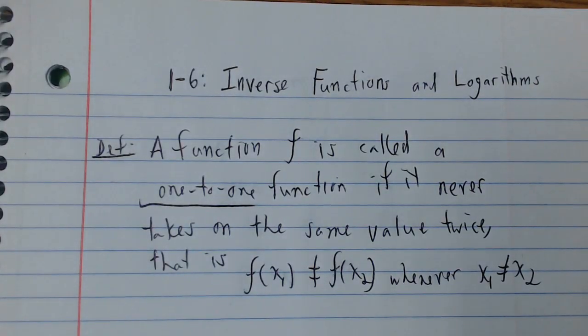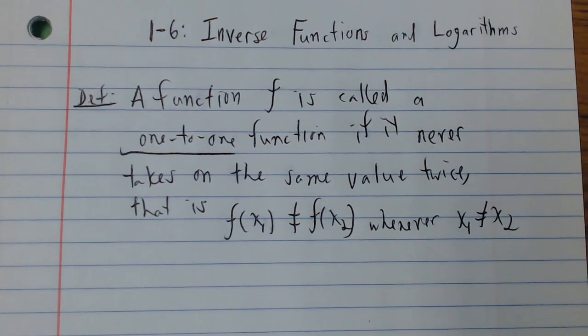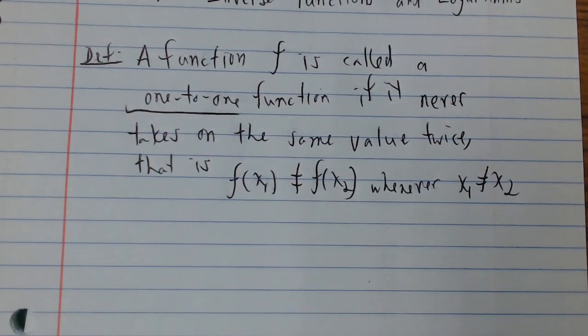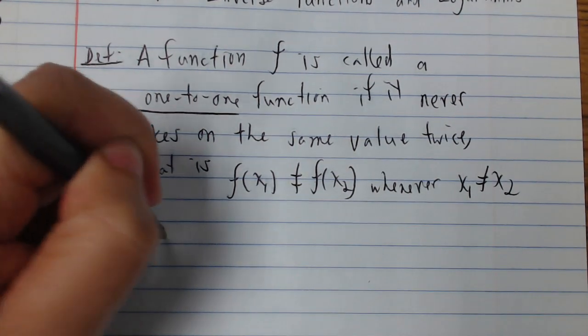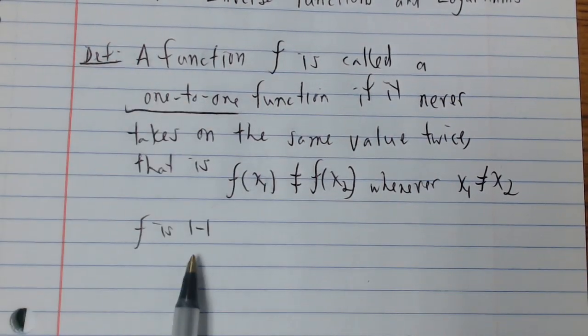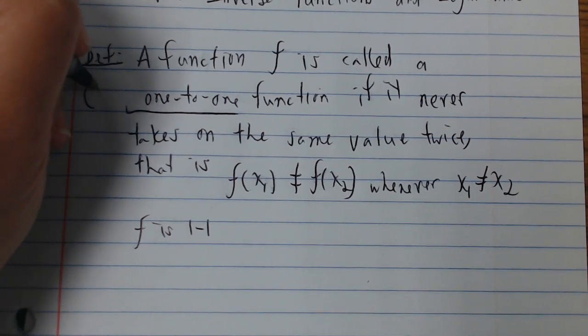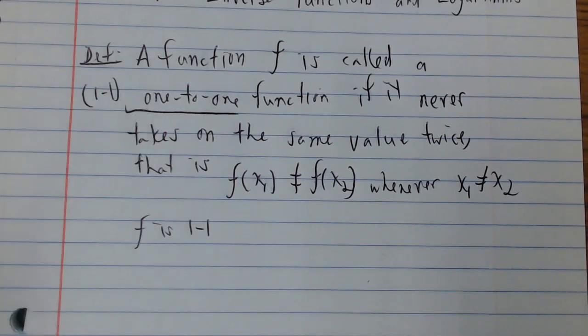In other words, if you have a one-to-one function and I plug in two different inputs into that function, their y values will never equal each other. So for instance, if I tell you I'm thinking of a one-to-one function, and you don't have to put this in your notes, you could just pay attention to what I'm saying, but if I tell you f is a one-to-one function, and by the way, this is a short way of writing one-to-one, so maybe I should put it up here: when you see 1-1, we just mean one-to-one.